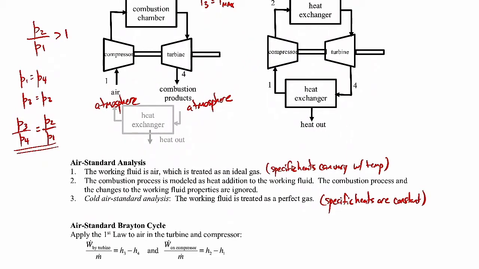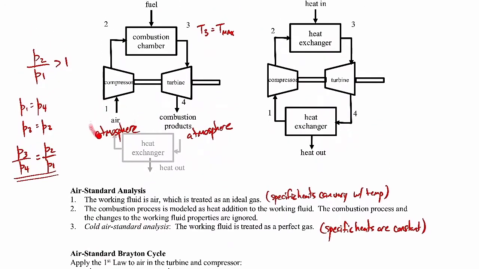Okay, so the working fluid is treated as a perfect gas in that case. The cold air standard analysis is really only useful for looking at trends and qualitative behavior. Especially in a Brayton cycle, the temperature difference between the inlet at state 1 and T3 is pretty large. Hundreds, if not 1,000 Kelvin difference. So assuming constant specific heats is not a very good assumption.